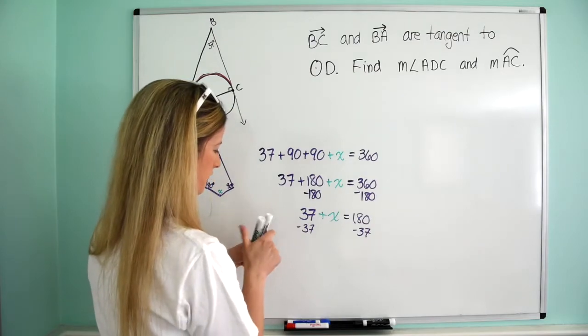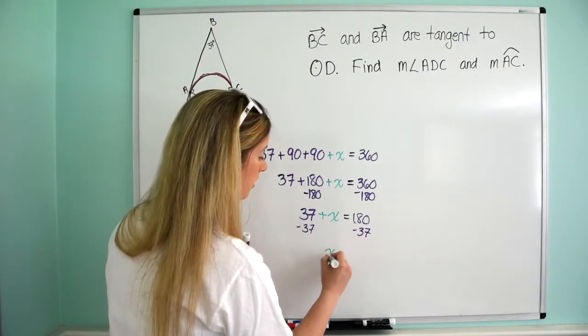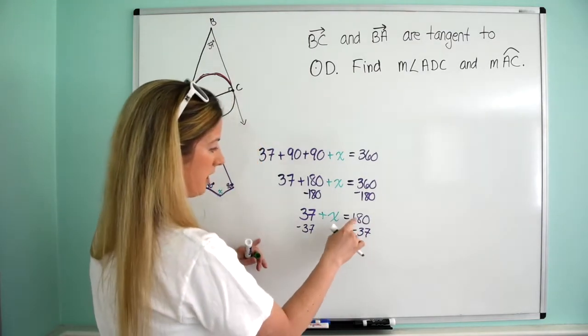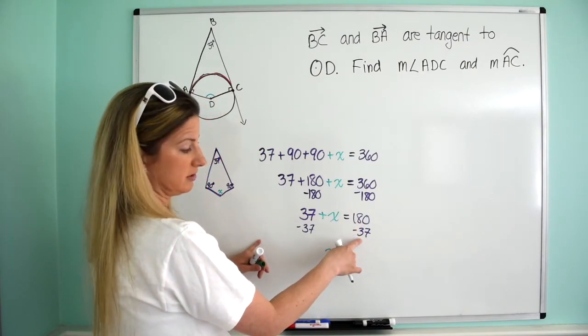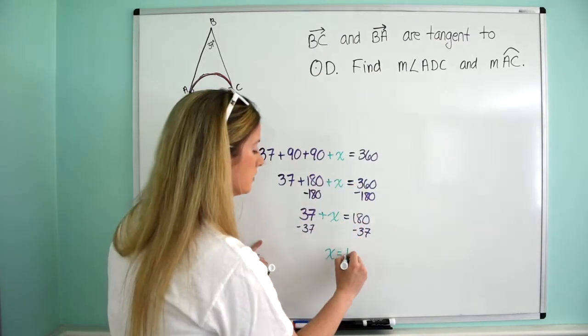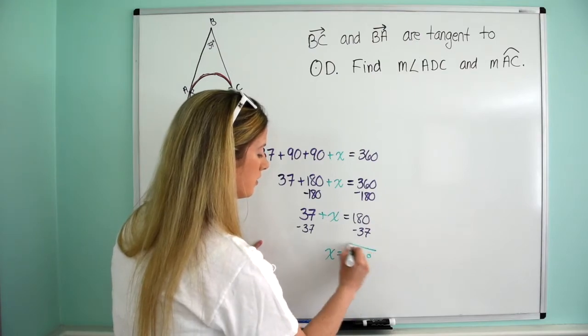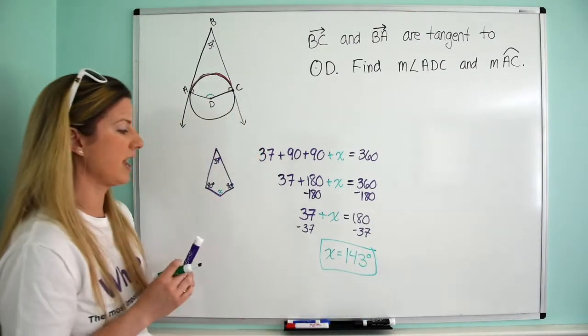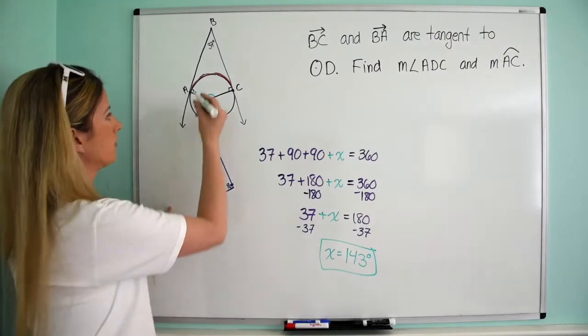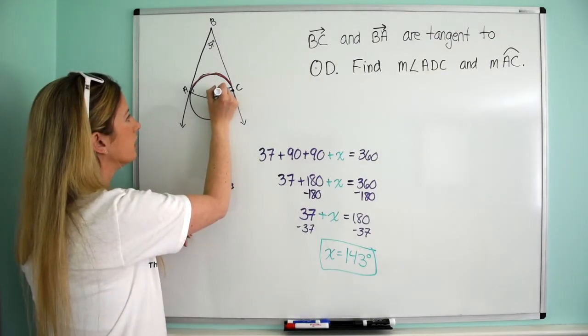So in my head, if you want to know what I'm doing to get this, I say, well, what if I subtracted 40? That would bring me to 140, but then I only subtracted 37, so really I need to add 3 back in, so that's going to be 143 degrees. Boom. So X equals 143 degrees, so I can write that right here, 143 degrees.